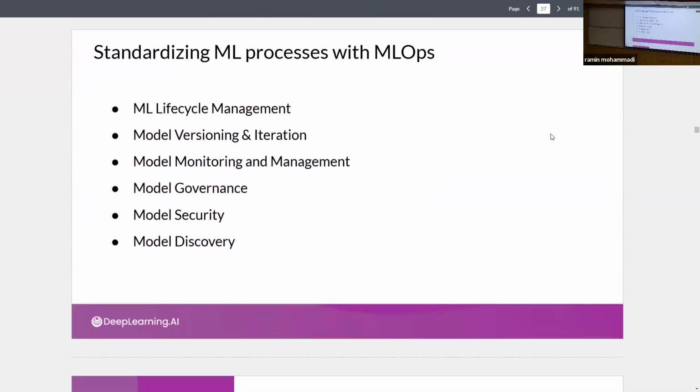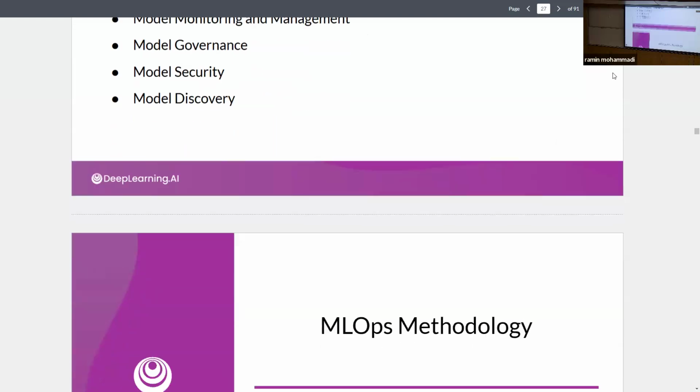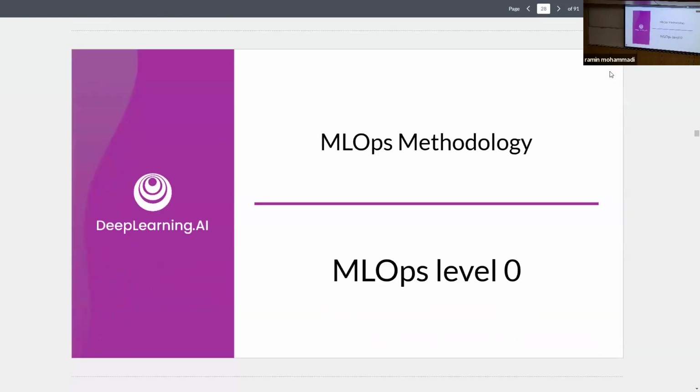Now we want to also be sure that we can standardize the ML process. So that means we work with ML lifecycle management, model versioning, model monitoring, model governance, security, discovery. All of this, we want to be sure that somehow we can standardize those across the industry. So any questions so far before I continue?